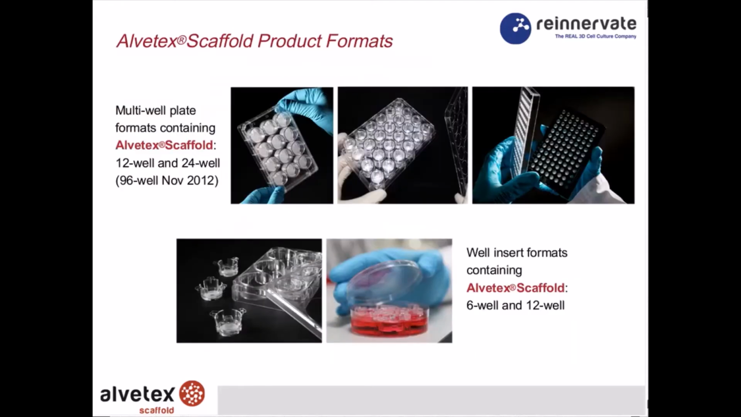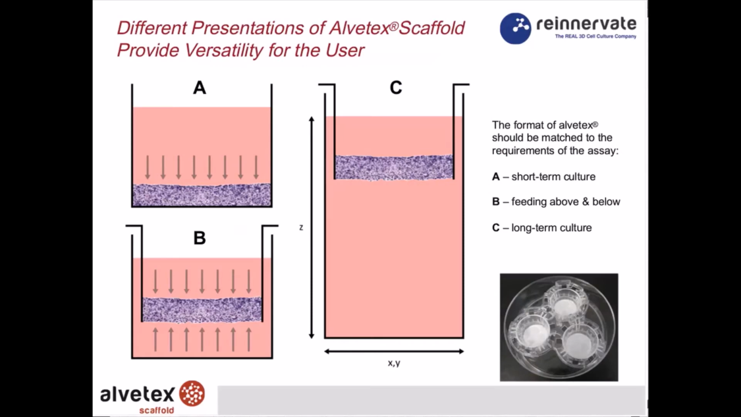So these are the products which are available. So we have multi-well plates, so there's the 12, 24, 96, and also we have well inserts. 6 and 12 well are currently available. The inserts enable you to feed the culture from above and below, as shown here. So it's like a standard transwell, but now we have Alvetex scaffold in here to enable 3D growth. Of course, the plates you have just feeding from above, because it's in the bottom of the plate.